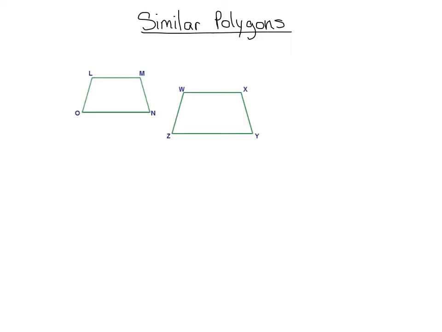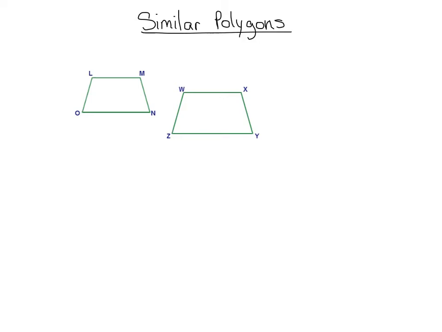Okay, so here we have two polygons, and you may notice that this one looks a little smaller than this one. So two similar polygons don't necessarily have to be the same size, but they do have to have the same shape. So they can be entirely different sizes, but must have the same shape.